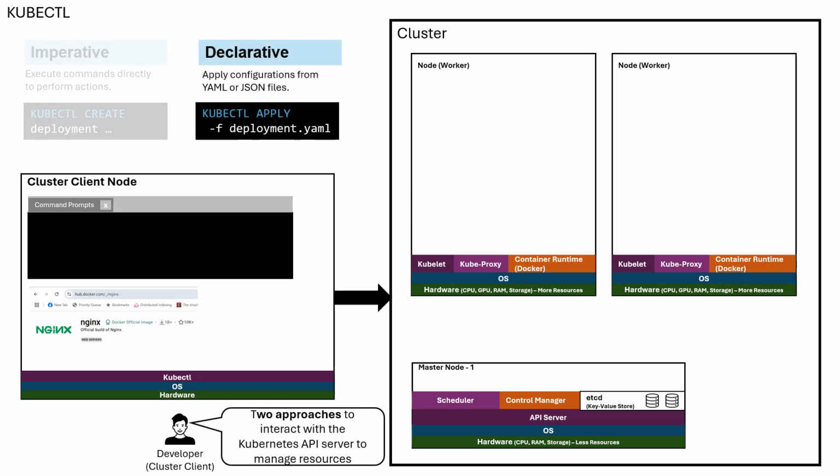Now, let's move to the second approach, declarative, where you define the resource in a YAML file. This file describes the resource's configuration, such as its type, name, replicas, and more. Once the YAML is ready, you apply it to the cluster, and Kubernetes creates or updates the resource accordingly.